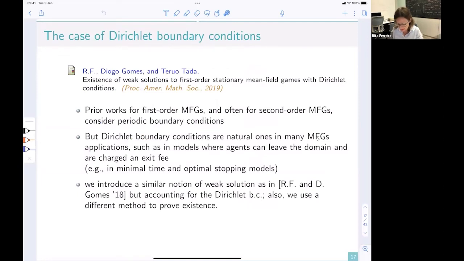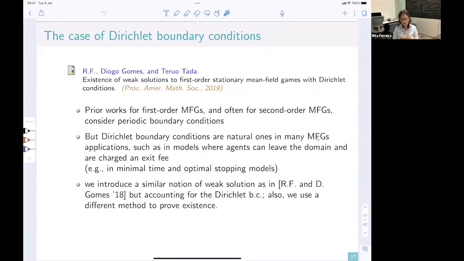One thing to stress is that first order mean field games, and also often second order mean field games, people only consider periodic boundary conditions. But in some cases, Dirichlet boundary conditions are actually natural. In applications, for example, in models where agents can leave the domain and are charged an exit fee. So here, Dirichlet boundary conditions do make sense.